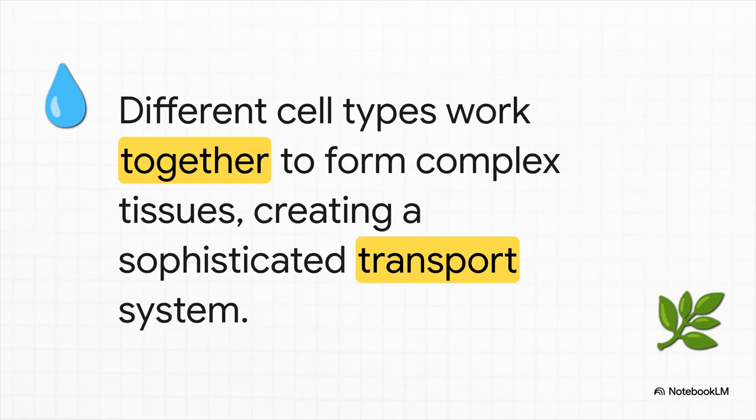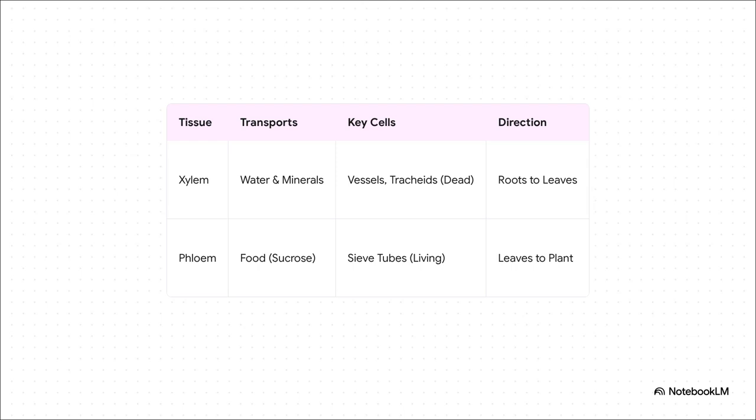But just being strong isn't enough. A plant needs a plumbing system. And to build something that complex, you need different cell types working together. That's what we call, well, complex tissues. And this system has two main pipelines. The xylem is like a one-way street of dead, hollow cells that act like straws, pulling water up from the roots. The phloem, on the other hand, is a two-way highway made of living cells, moving that sugary food made in the leaves down to wherever else the plant needs it.